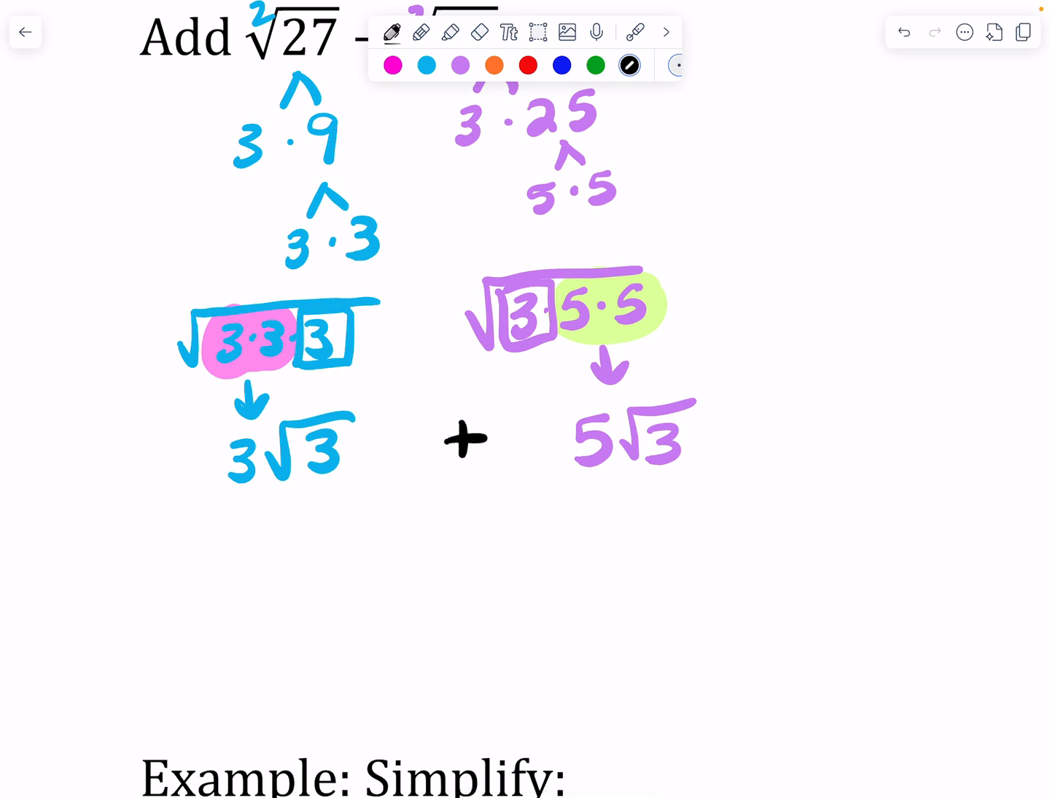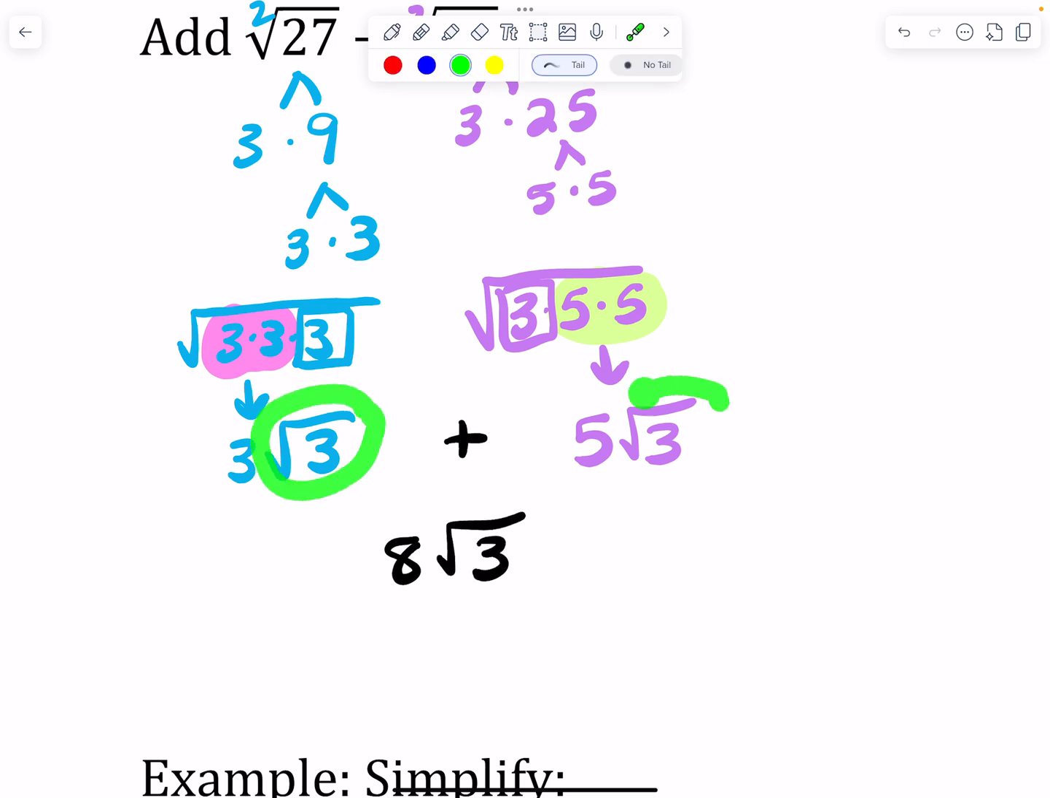So now we see that we have 3 square roots of 3 plus 5 square roots of 3, which is going to give us 8 square roots of 3. Again, they have to match the radical. The exponents, the variables, the numbers, the index have to be exactly the same for us to add these terms, and our like term stays the same. So the square root of 3, square root of 3, our answer has the square root of 3 in it also.